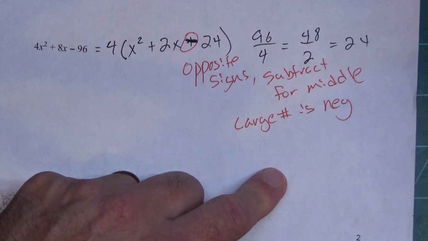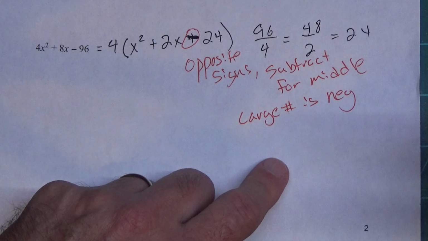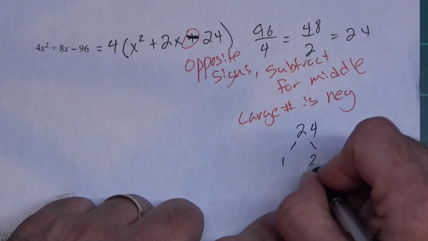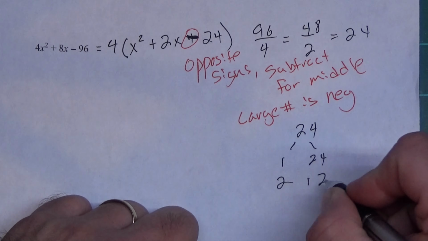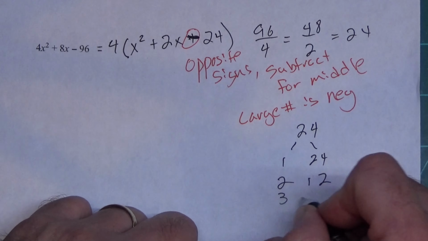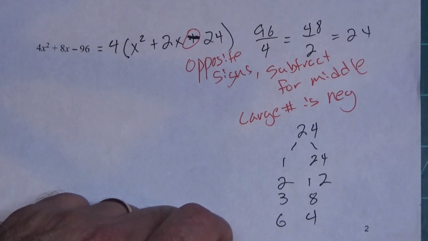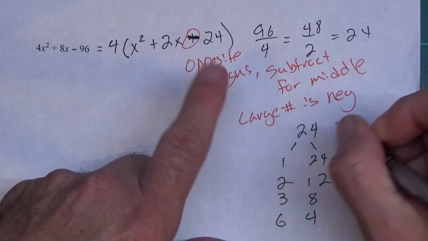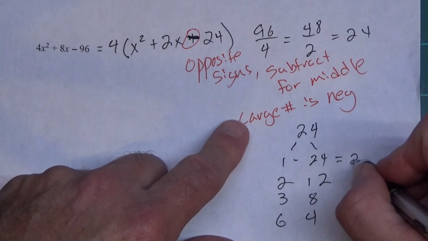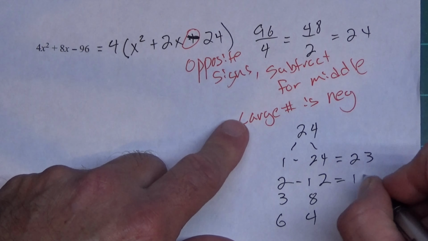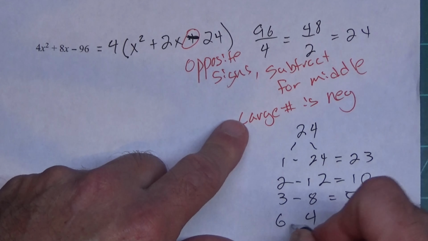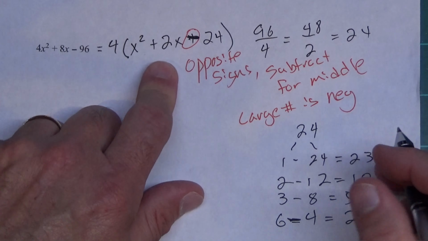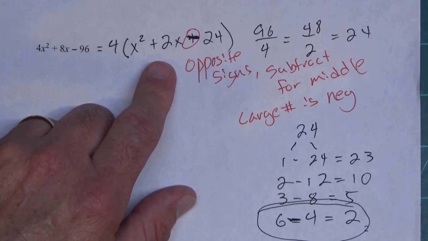Now earlier, most of these I picked had pretty simple factor trees, and I didn't want to leave it that way all the way through. 24 can be 1 and 24, 2 and 12, 3 and 8, 6 and 4. There's lots of options that'll give me 24 when I multiply them. And since I'm subtracting from the middle number, this one will give me 23, this one gives me 10, this one gives me 5, and this one gives me 2. My middle number is 2, so I'm using this one.